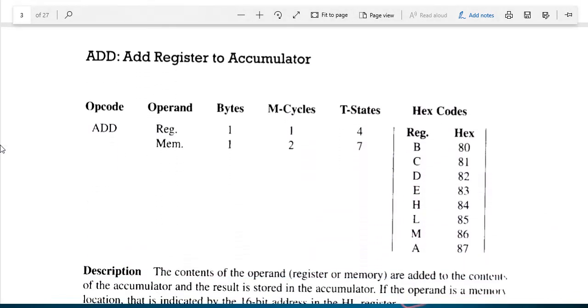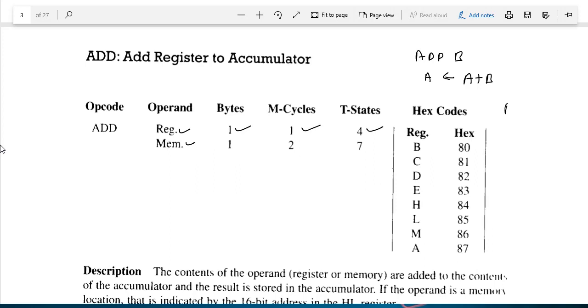The first instruction is ADD. In ADD, we have a source data either in a register or in a memory. The example is ADD B. ADD B means A plus B, and the result goes to the accumulator. It is a one byte instruction having one machine cycle and 4 states, and register addressing mode.